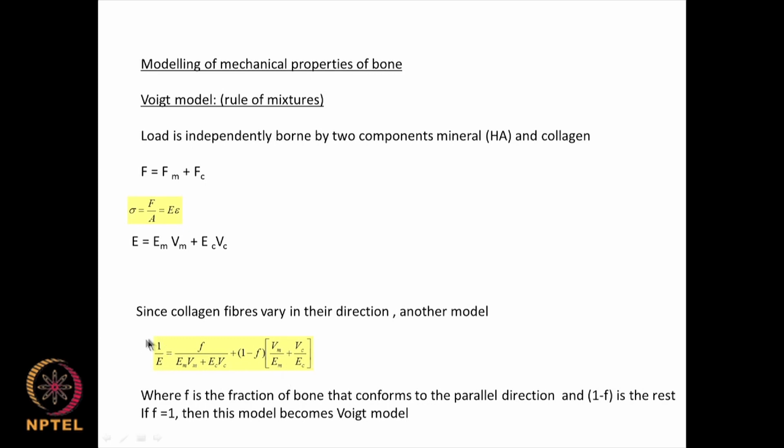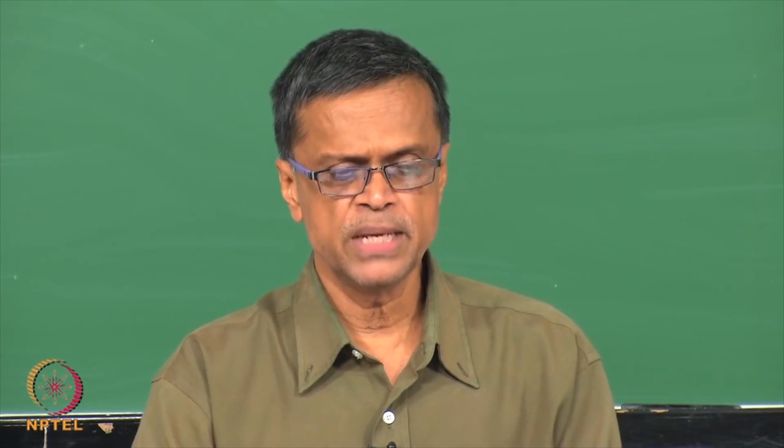So we can get the modulus using this equation, or we can get the modulus using this equation. This is the simple rule of mixtures, whereas this considers that part of the fraction is in the parallel direction and the rest of it is not. These types of equations are very useful if we want to calculate the modulus of blends, or the modulus of bone, which is a mixture of many different materials.